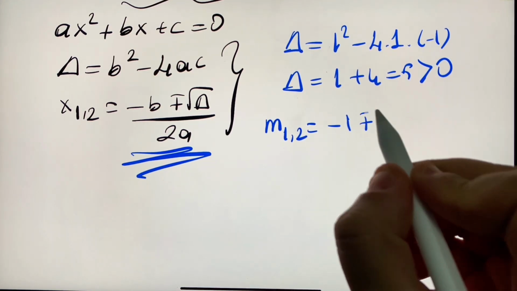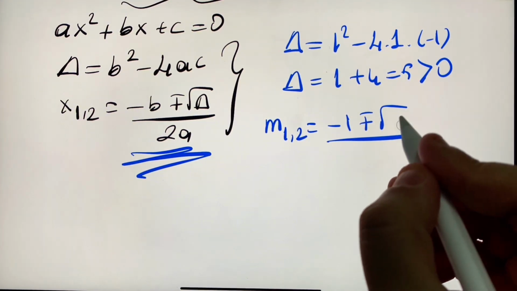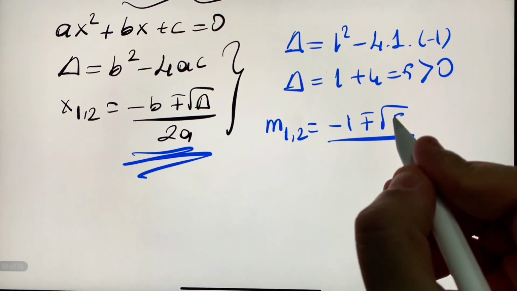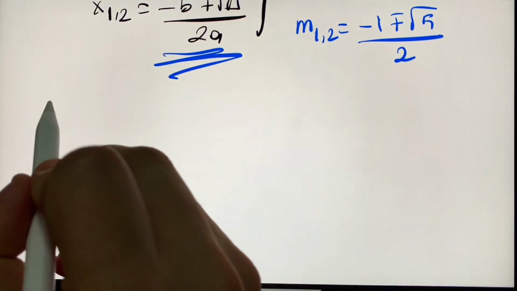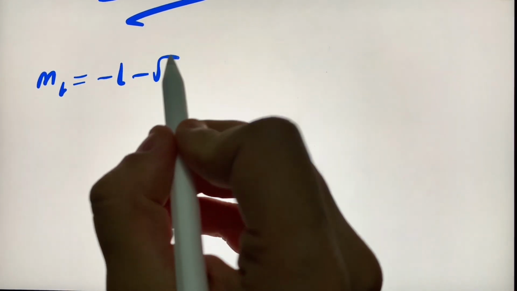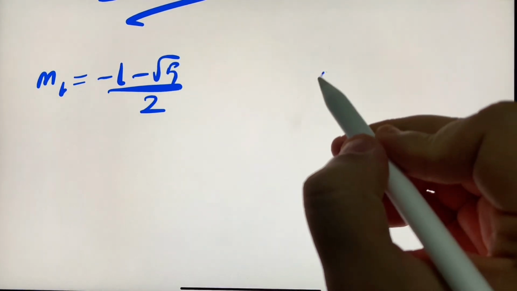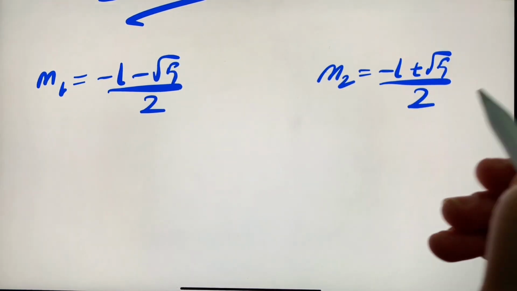Minus 1 plus or minus root delta over 2. We already found the number we call delta, so we don't need to write it again. Let's write 5 here. We get 2 times 1. So what happened in this case? Let's make it a little bigger. The expression we call m1 is 1 minus root 5 divided by 2, and the expression we call m2 is 1 plus root 5 divided by 2.